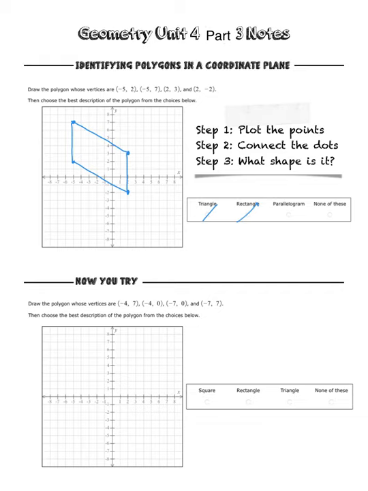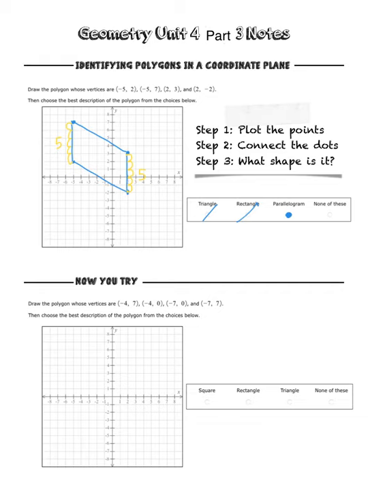And if you count the units, which I'm going to do in yellow, 1, 2, 3, 4, 5, that's 5 units. 1, 2, 3, 4, that's 5 units. It is a parallelogram. You might get none of these, you might get parallelogram, but that's what we do. We are identifying the polygon. Now let's do the next one.